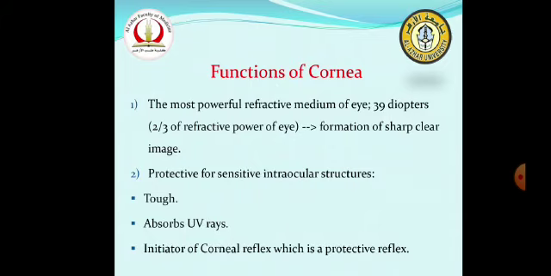What is the function of the cornea? It is the most powerful refractive medium of the eye. It represents 2/3 of the refractive power of the eye and participates in the formation of a sharp, clear image. Also, it plays an important role in protecting the sensitive intraocular structures because its stroma absorbs ultraviolet rays, and it is the initiator of the corneal reflex, which is a protective reflex.